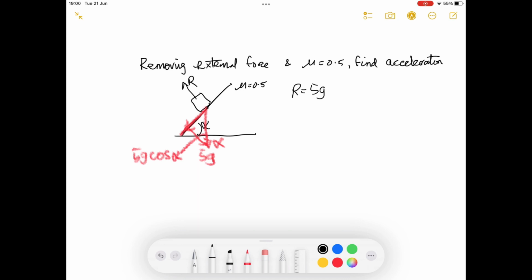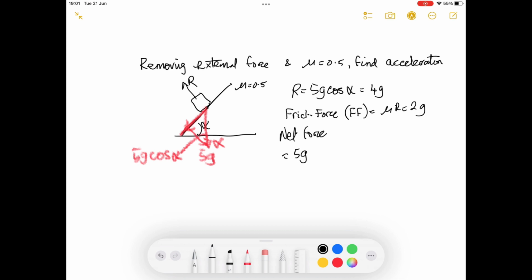So you need that to work out the frictional force. 5g cos alpha, as you know, is going to be 4g because cos alpha is 4/5. Okay. So the next part to this is to look at the forces along the plane. So it's easier because you've just got the frictional force and the one with the mass moving down. So the frictional force is going to be mu R, which will be 0.5 times 4g, which is 2g. Net force, therefore, will be 5g sine alpha, acting down along the plane, minus 2g. Okay, so that's the net force.